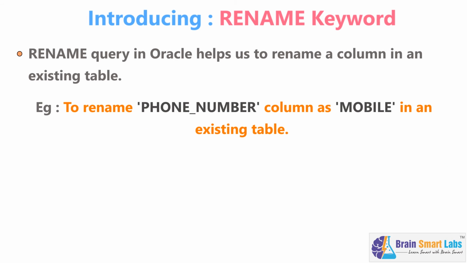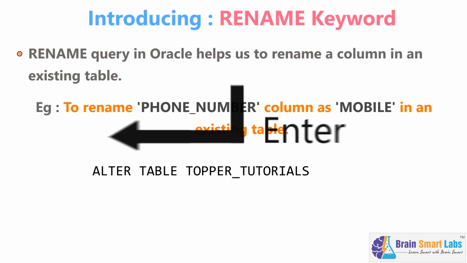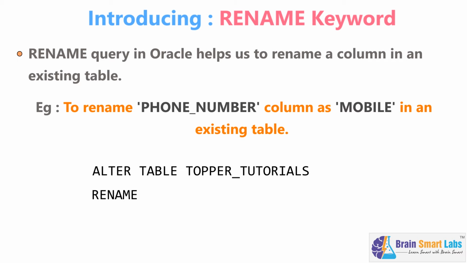For example, suppose they ask us to rename phone number column to mobile in an existing table, we need to write the query as alter table topper tutorials in the first line, rename column phone number, which is the old column name, to mobile, which is the new column name, and a semicolon to end the statement.